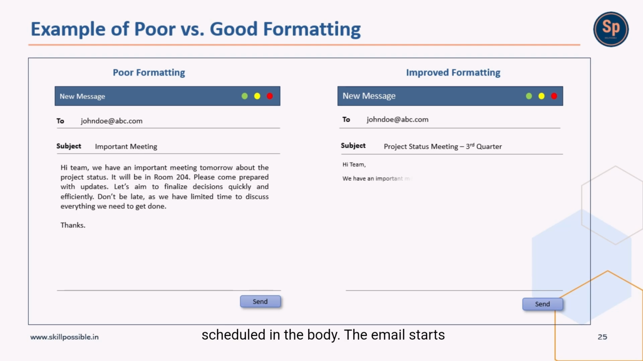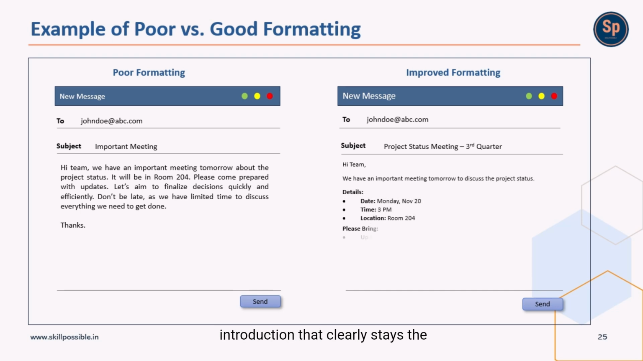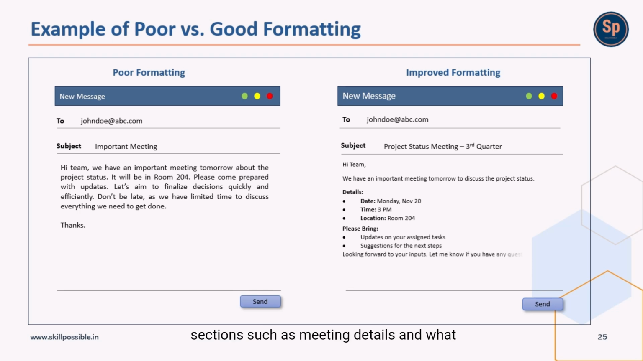In the body, the email starts with a polite greeting and a short introduction that clearly states the purpose of the meeting. The details are then neatly organized under clear sections, such as meeting details and what participants should bring. This makes the information easy to read and quick to understand. The email also ends on a positive and professional note, inviting questions and using a proper closing with the sender's name. This comparison clearly shows how good formatting improves clarity, professionalism, and readability. The message stays the same, but the way it's presented makes all the difference.